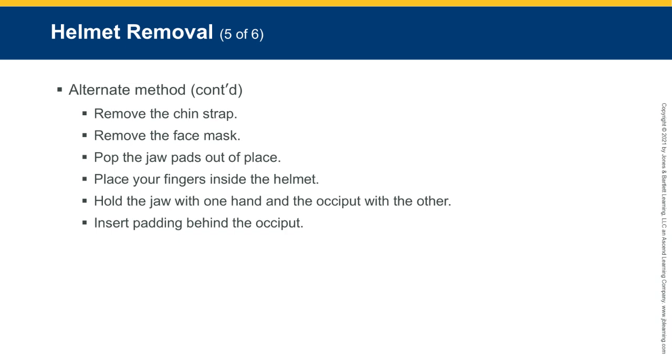To remove the helmet, follow these steps. First, remove the chin strap and face mask. Next, carefully pop the jaw pads out of place. One rescuer stabilizes the head, while the other gently slides the helmet off. Place padding behind the occiput to maintain spinal alignment.